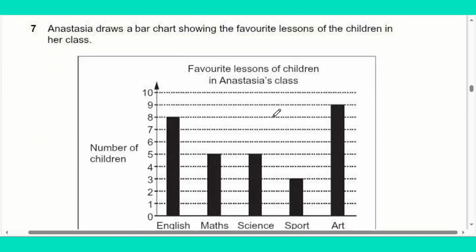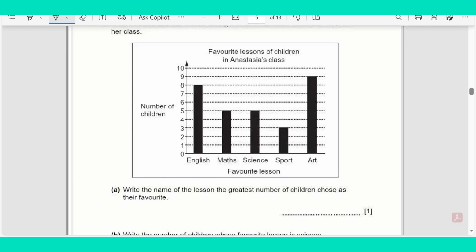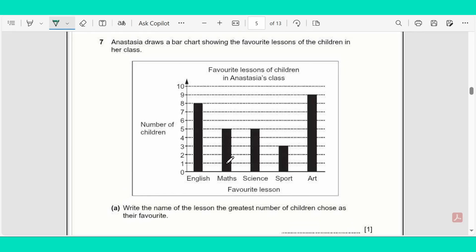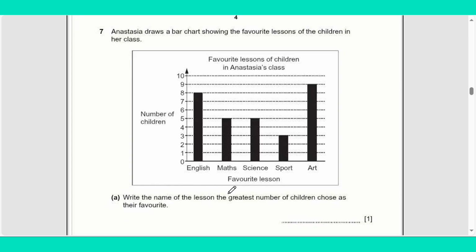So now 7 is here. You see, Anastasia draws a bar chart showing the number of favorite lessons of children in her class. The favorite lessons of children in Anastasia's class are English, Math, Science, Sport, Arts. Number of children, this is the number of children who like English and so on. A. Write the name of the lesson the greatest number of children chose as their favorite.